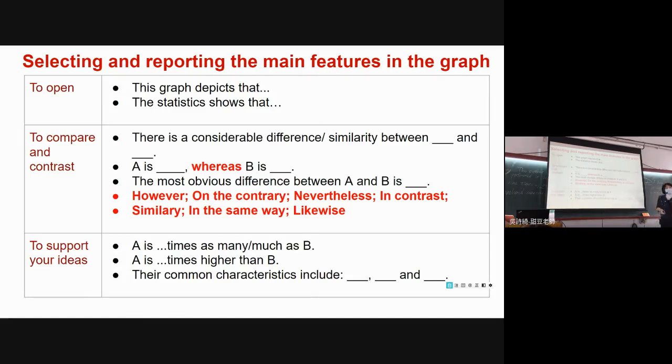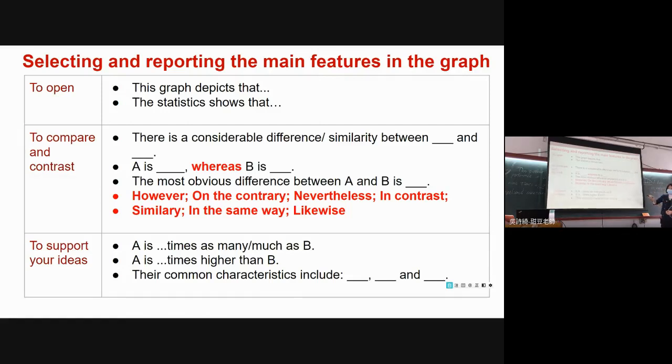Then continue. You try to make compare and contrast. So you go deeper. When you go deeper, you can have different sentences. For example, there are differences between A and B, or A is something while B is something else. Or you can tell people directly, the most obvious difference between A and B is the number of the cases. Or there are some other ways to highlight that you want to make a comparison.